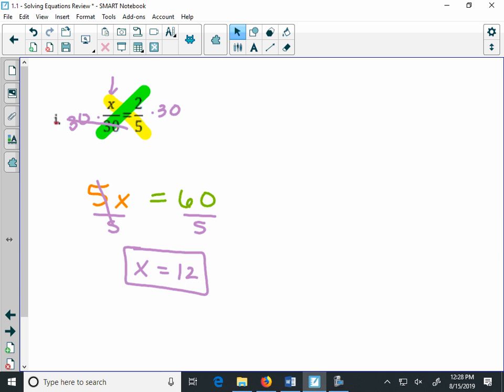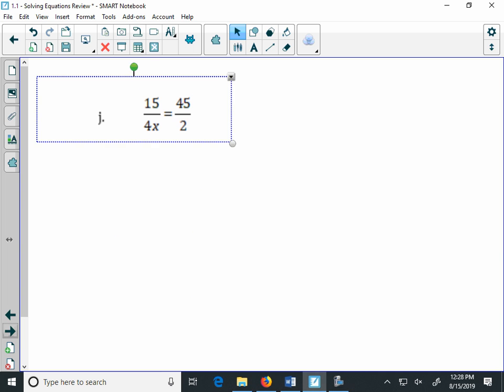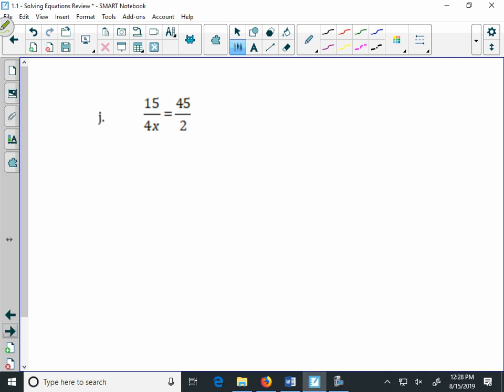So here, again, because the x is in the denominator, we just can't multiply by the denominator because that's where the x is. So we have to use cross multiply for this one. So again, we're going to multiply top to bottom. What do we get when we multiply there? 15 times 2? 30. Equals.